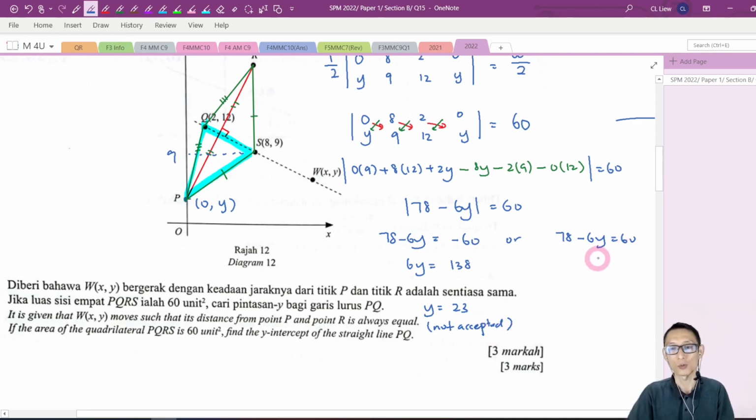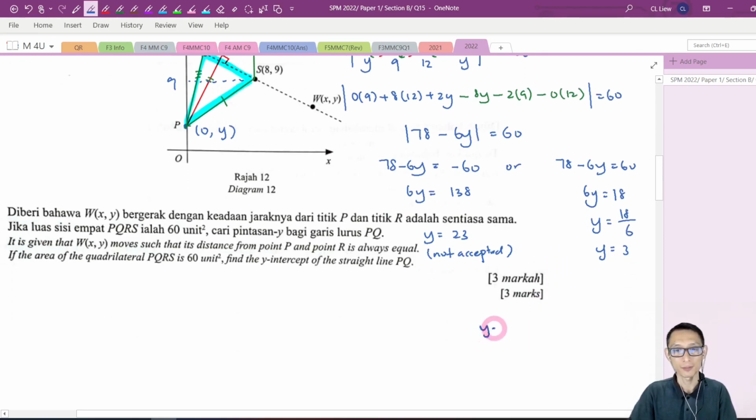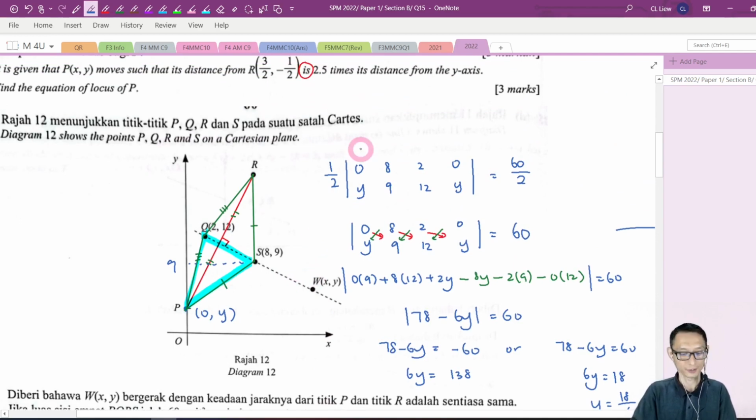Okay, now let's go to this one. So 6y is equal to 78 minus 60, which will be 18. So y is equal to 18 divided by 6. y is equal to 3. Okay, so the y-intercept is equal to 3. Okay, this is the answer for part C.